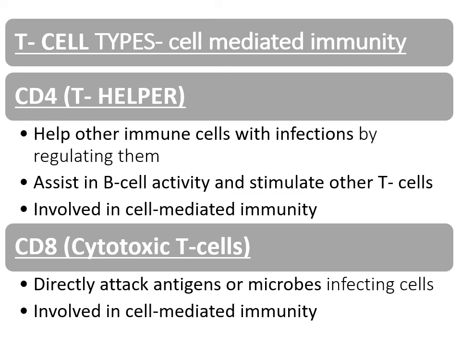So if we were to ask, what's the adaptive immune system? Well, that's B cells and T cells. What's the cell-mediated part of the adaptive immune system? The T cells, okay? What's the humoral part of the adaptive immune system? The B cells.